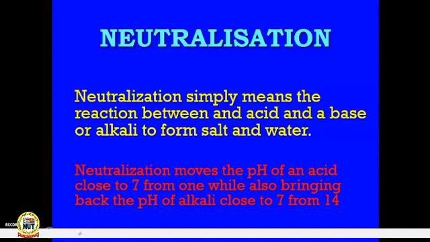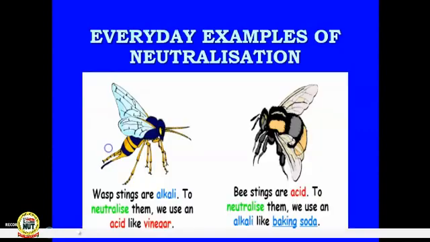Now, neutralization moves the pH of an acid close to 7 from 1, while also bringing the pH of an alkali close to 7 from 14. So when you do neutralization, it means you have been able to cancel out the acidic effect and the basic effect of that material, and it is no longer an acid or a base. So basically, that is what neutralization does.